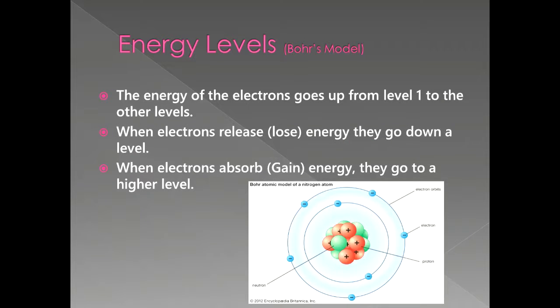Energy levels. The energy of the electrons goes up from level 1 to the other levels. When electrons release or lose energy, they go down a level. When electrons absorb or gain energy, they go to a higher level.